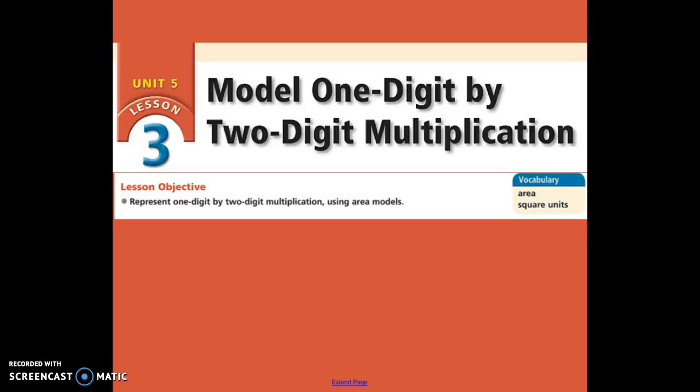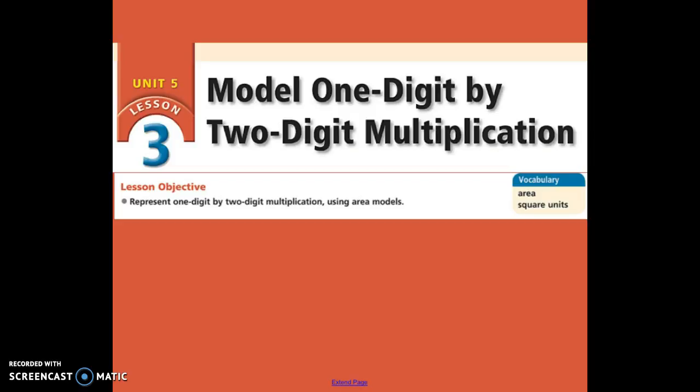Hi, this is Mrs. Naslund, and today we're doing Unit 5, Lesson 3, Model one-digit by two-digit multiplication. Our learning target today is I can represent one-digit by two-digit multiplication using the area model. Our vocab that we'll be looking at is area and square unit.